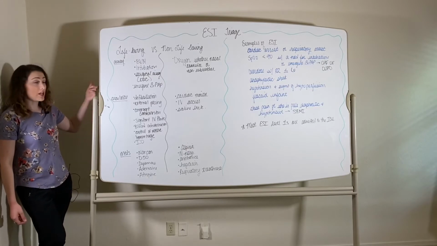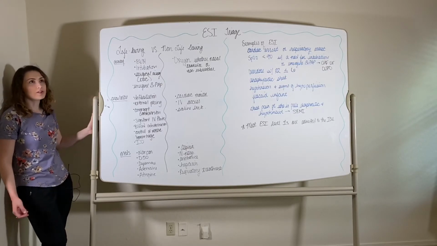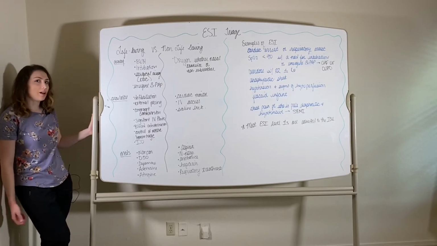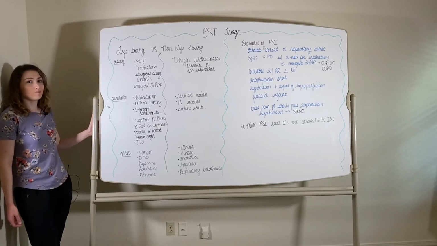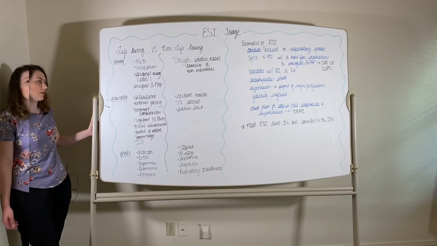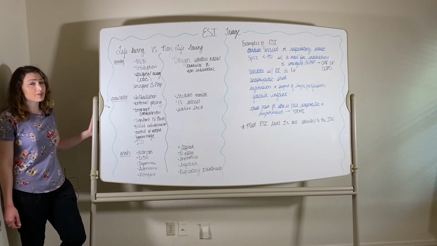Then non-life-saving on the other side would be, is their sat 88% and I can put them on a nasal cannula at 2 liters and bump it up to 94. That counts as non-life-saving. Also, even your non-rebreathers, those count as non-life-saving interventions.